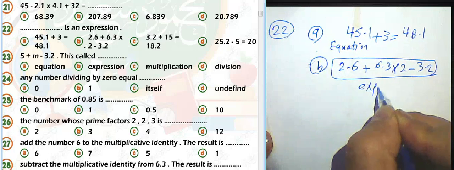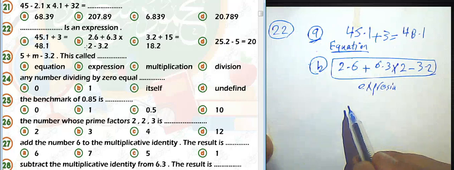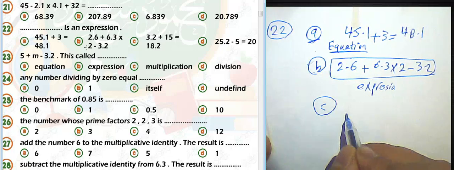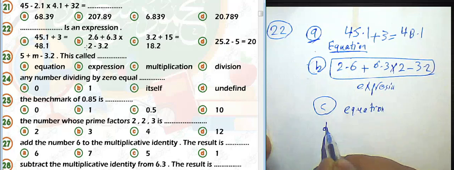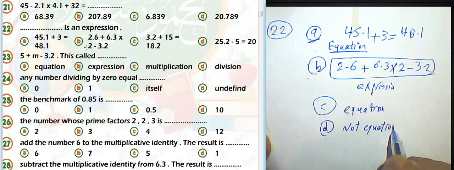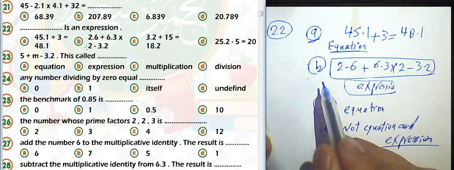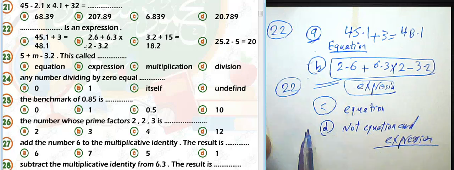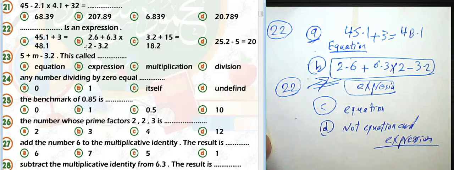Okay. But letter A is an equation, and letter C, yeah, an equation, and letter D is not an equation and not an expression. Okay, in this example you are asked about an expression, so we must choose letter B for question 22. The result will be letter B.